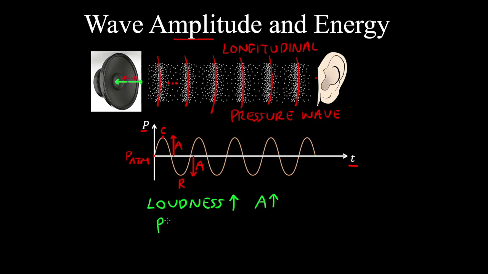Now on the other hand, the pitch of the sound increases with frequency. So if the diaphragm of this speaker oscillates back and forth faster, then we get a higher pitch. So for example, and for a lower frequency, the pitch decreases, which will sound something like this.